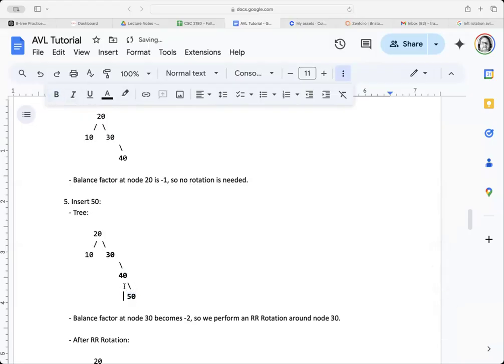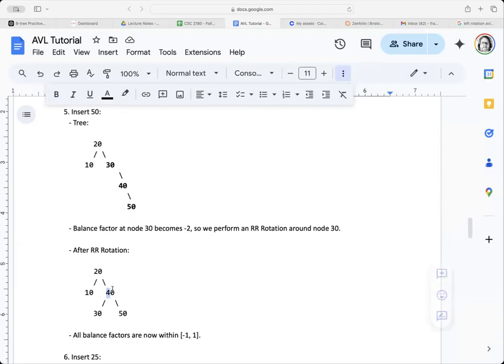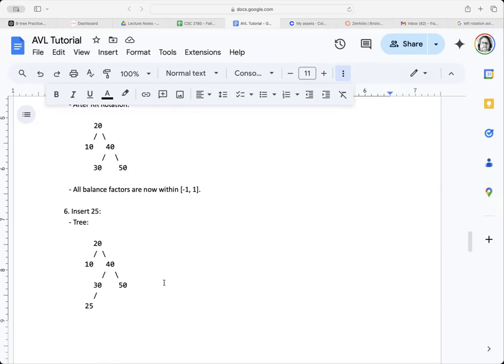The idea, basically, is that we're going to move up the 40. So the 40 moves up to here. We rotate it to there. The 30 goes there. The 50 goes there. So 30 and 50 both have balance factors of 0 because they're leaf nodes. 40 is a 1 minus 1, or 0. 20 is at a 1 minus 2, or negative 1, and it's all good. So we're good. Now we're going to insert the 25.